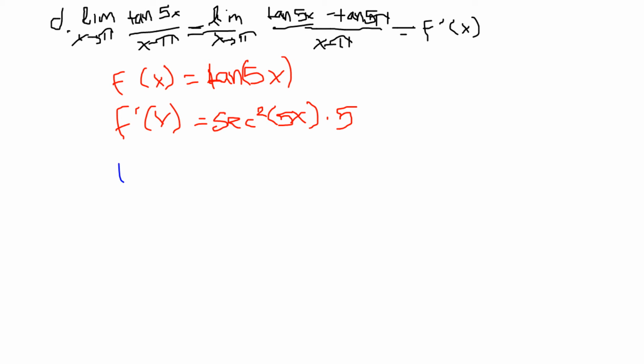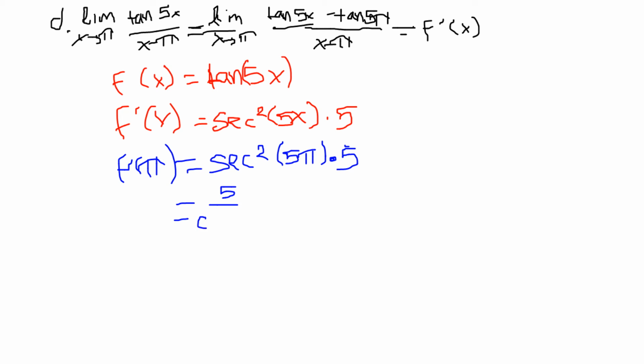Then we can plug in f prime of pi, which is what we're getting from our original equation, and we can see that it's secant squared of 5 pi times 5, equals 5 over cosine squared of 5 pi, which is equal to 5 over negative 1 squared, which is equal to 5. That is our final answer.